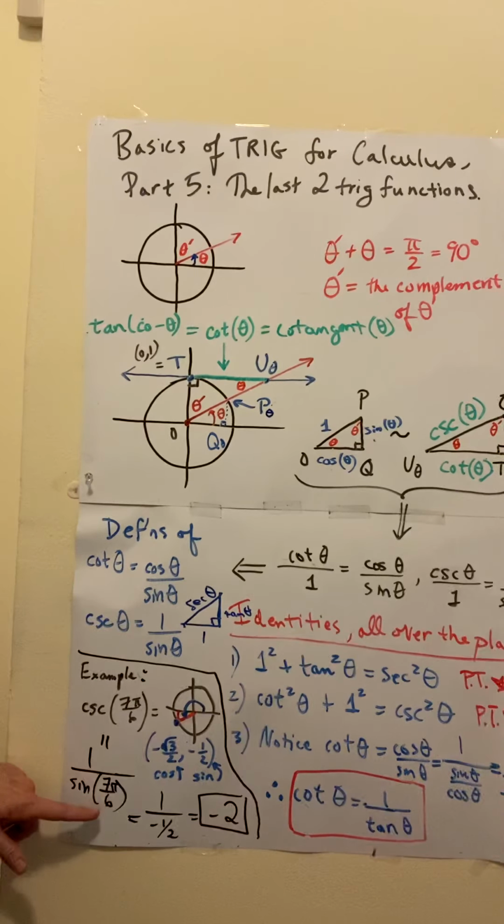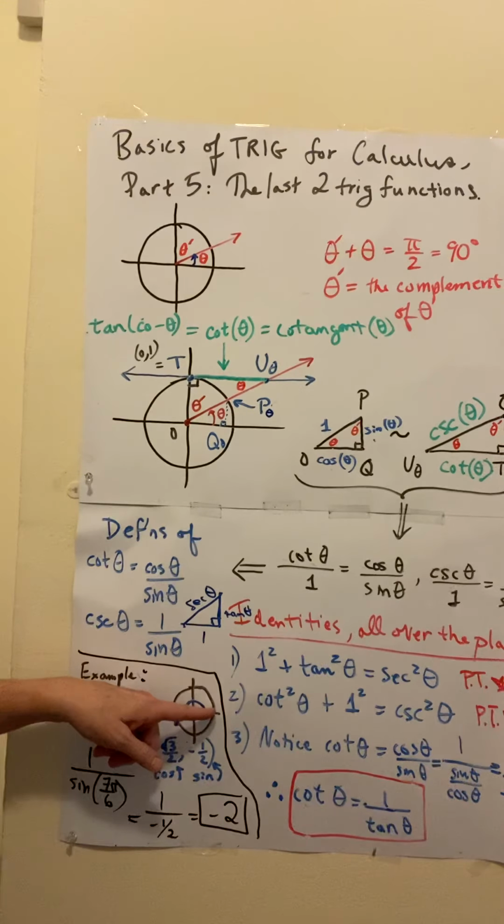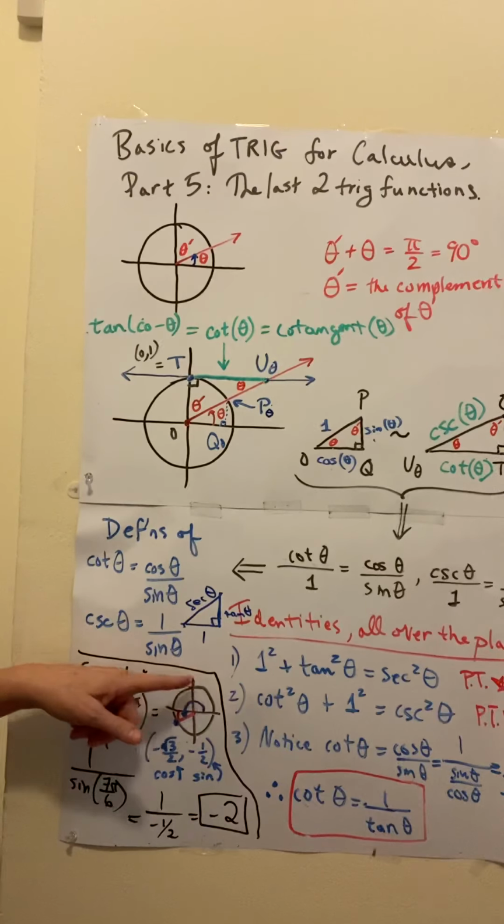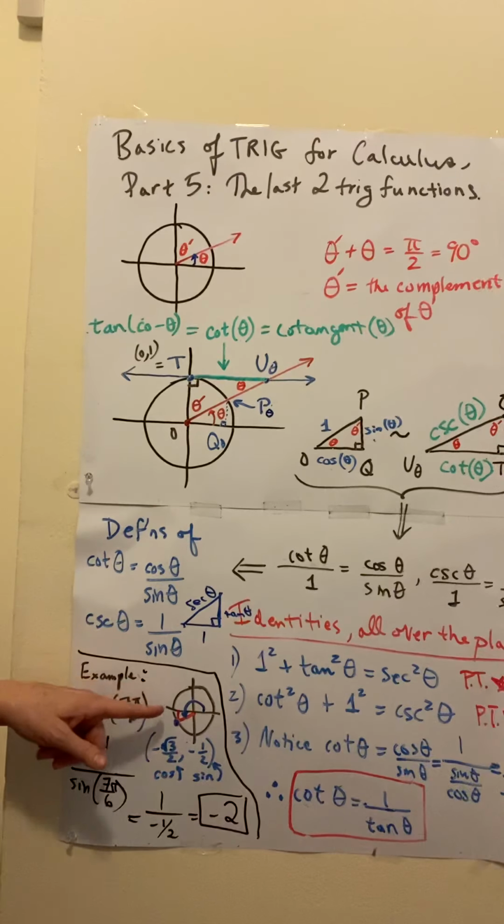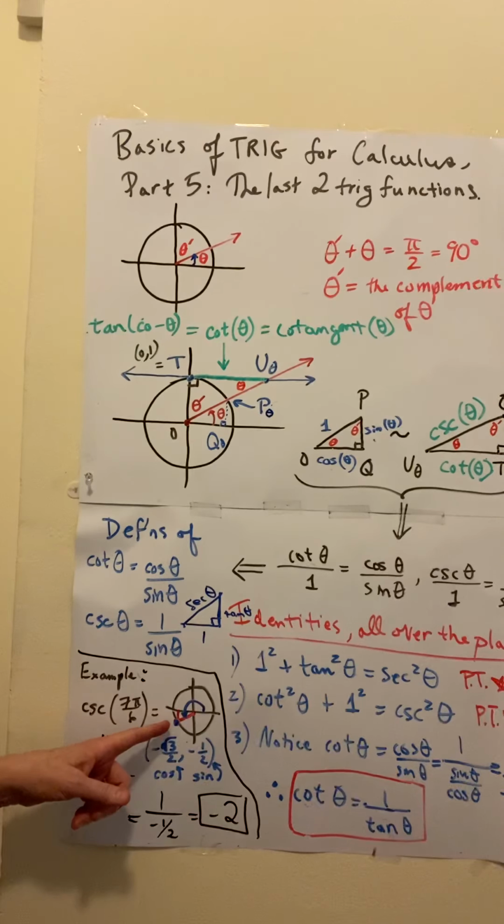Where is 7 pi over 6? Well, there's pi over 6, 2 pi over 6, 3 pi over 6, 4 pi over 6, 5 pi over 6. 6 pi over 6 is 1 whole pi. Go 1 more pi over 6, there's 7 pi over 6. It's in quadrant 3.